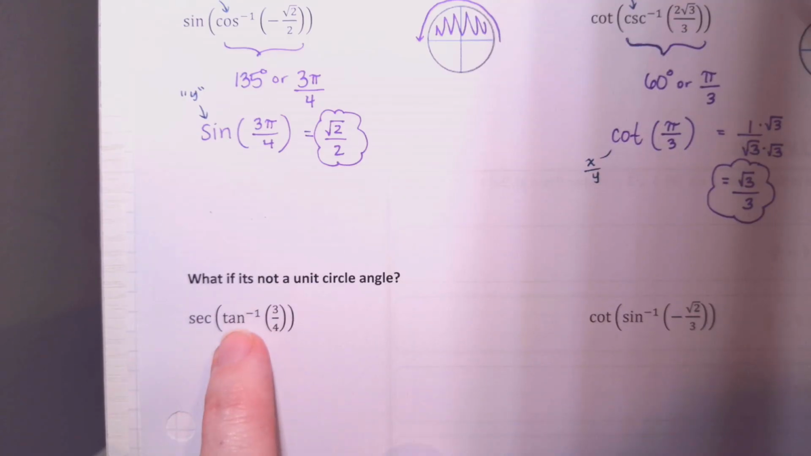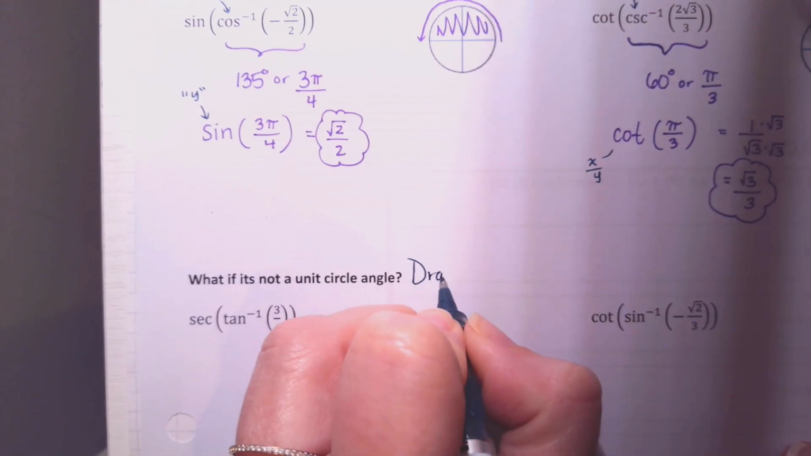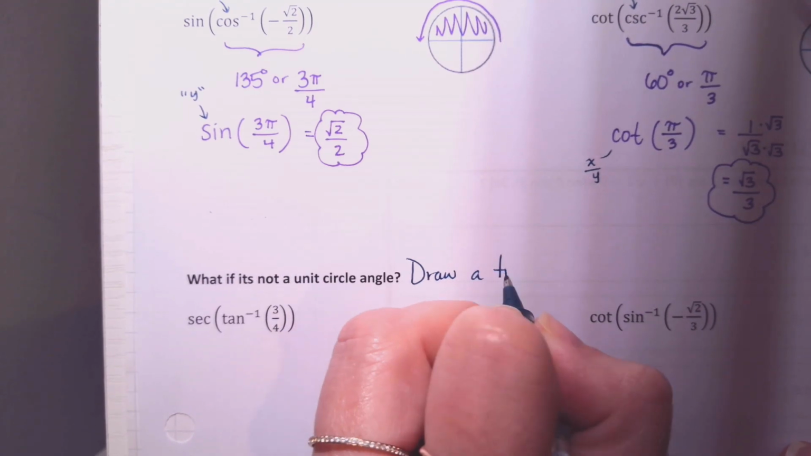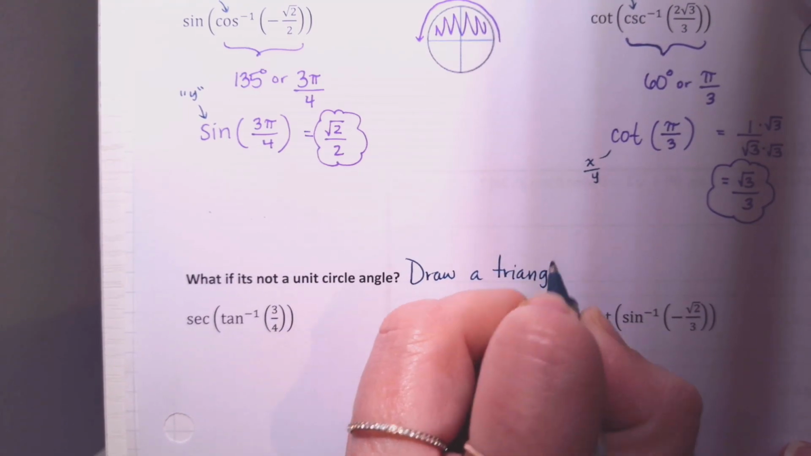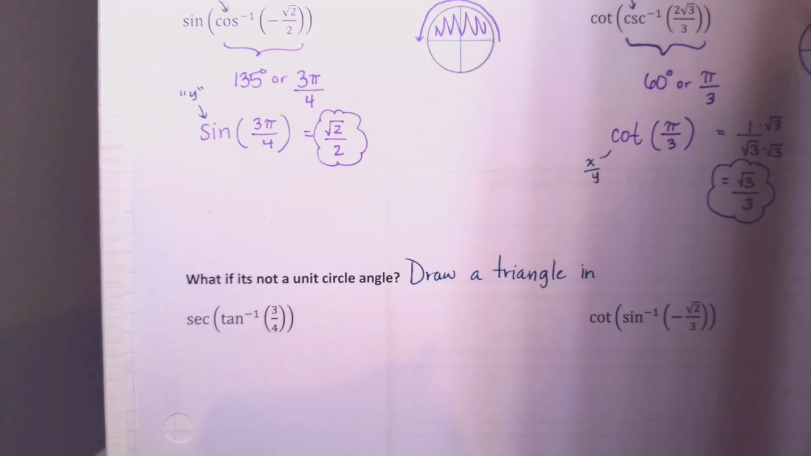So anytime you're having to find the inverse trig value of something that's not on the unit circle, your best bet is to draw a triangle where the inverse function is allowed to exist. I'm going to write that down. We're going to draw a triangle in the allowed region, so basically in the correct range.